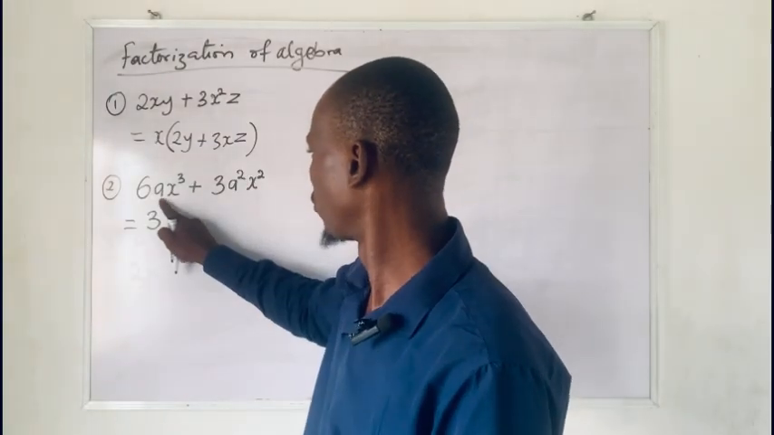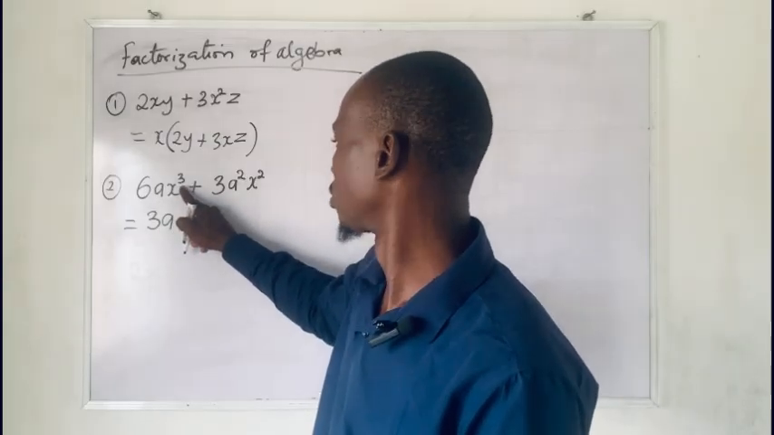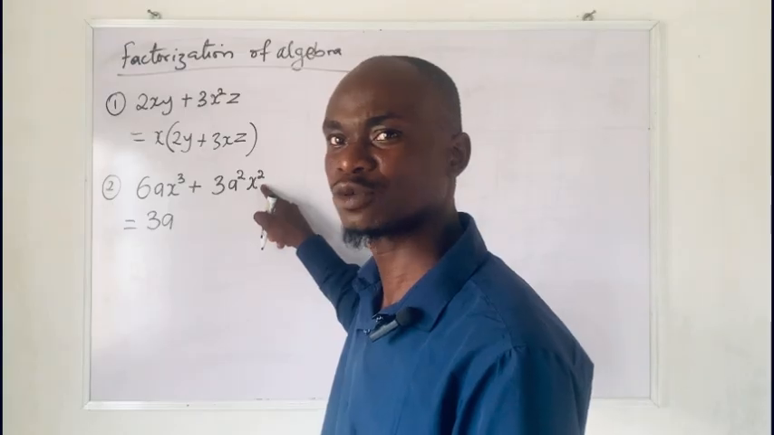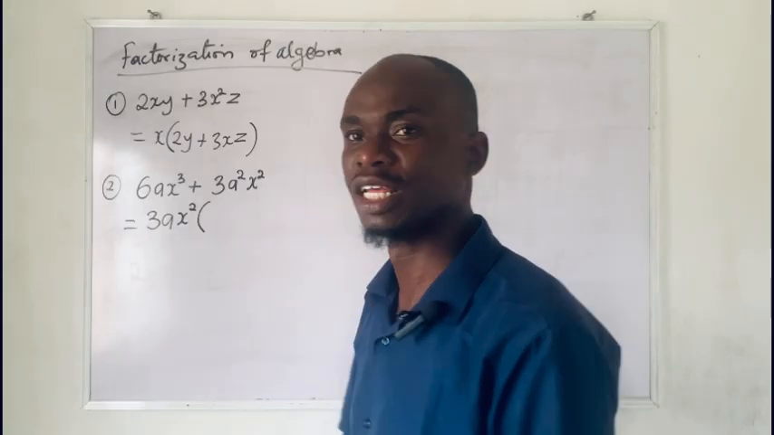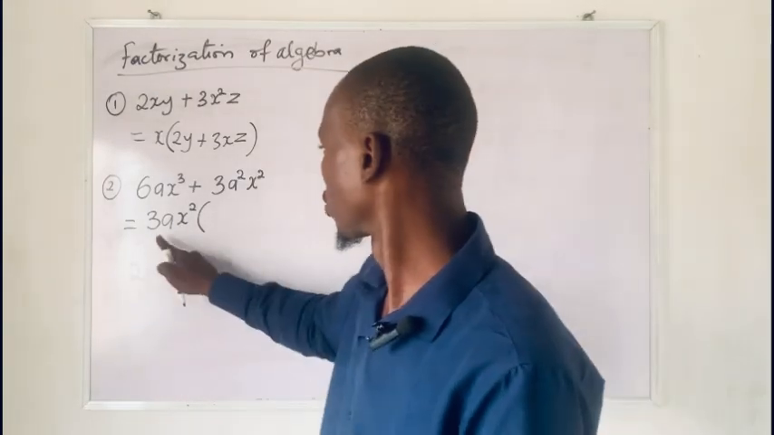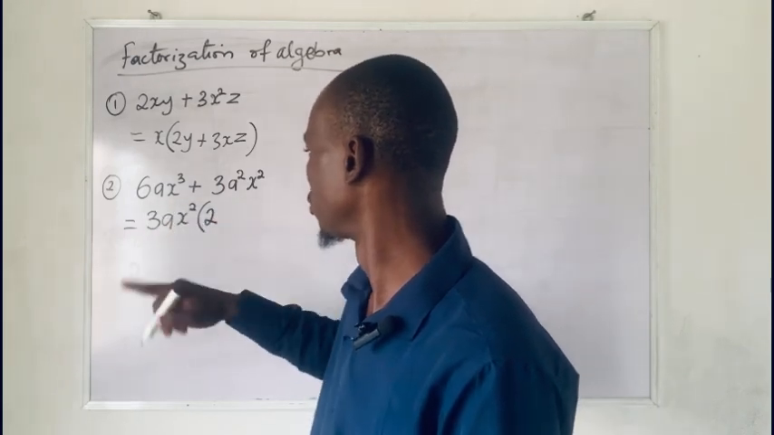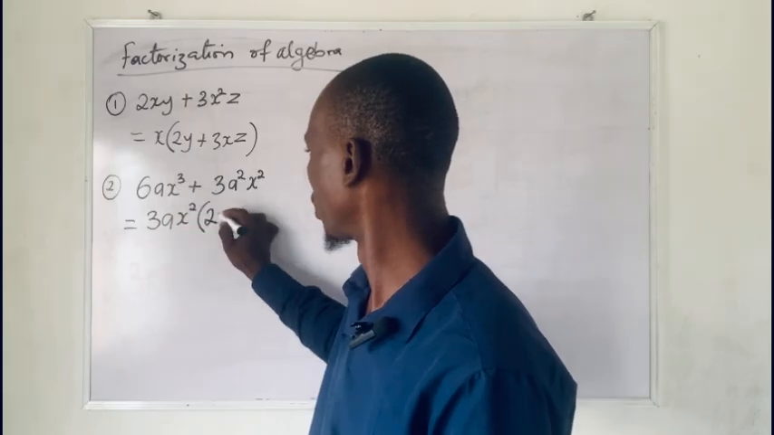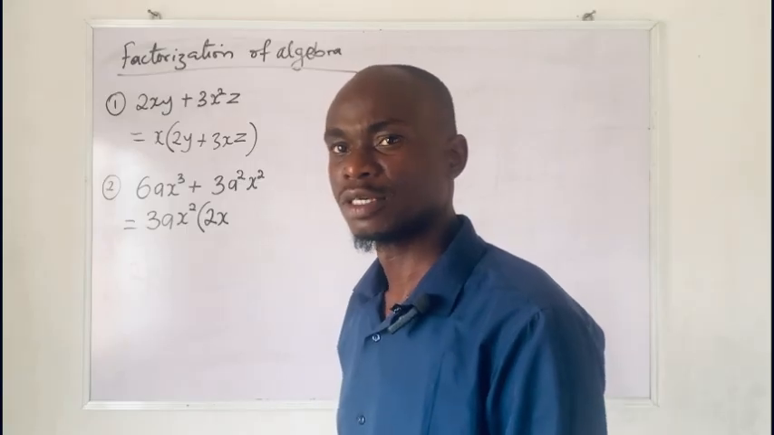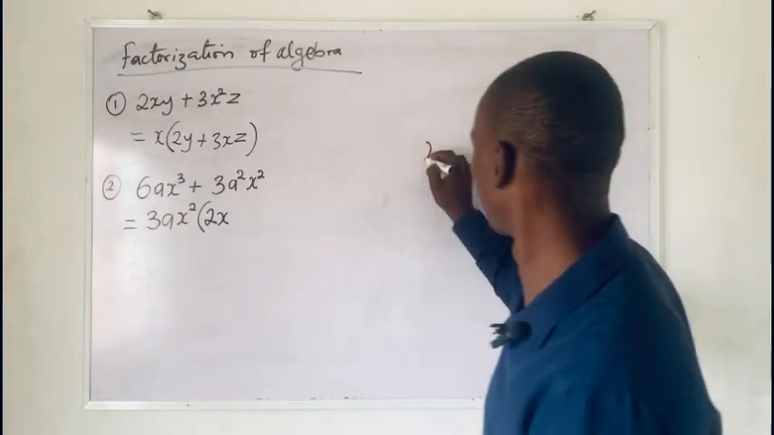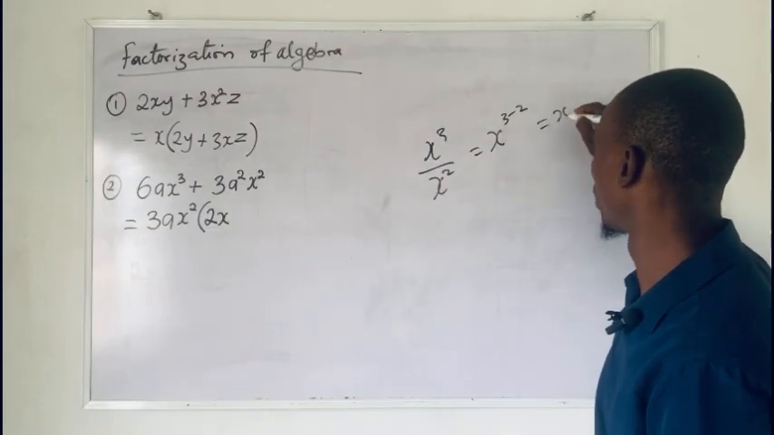Then we check the alphabet. We have 1a here, we have 2 here, so we'll pick 1a. We have x cubed, that's 3, and we have x squared, that's 2. So we'll pick x squared. The lowest power is what you pick. Now we'll check what is left, starting with the numbers. When 3 divides 6, you have 2. a divided by a is gone. x cubed divided by x squared remains 1x, because 3 minus 2, law of indices: take the common base, subtract the power. So you have just x left.